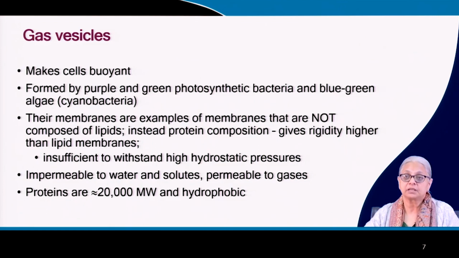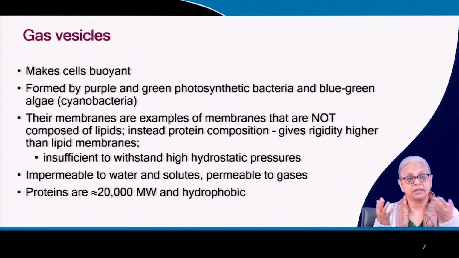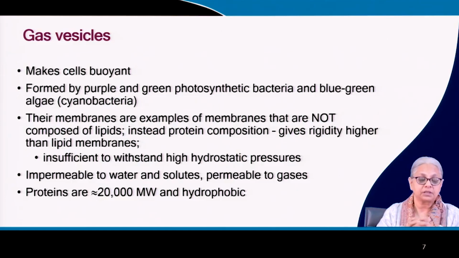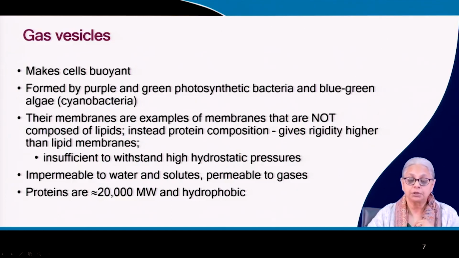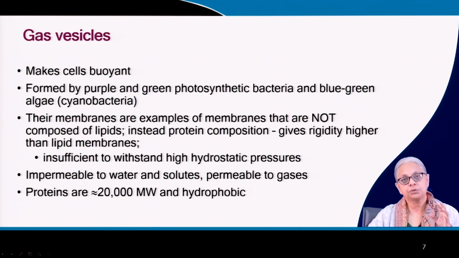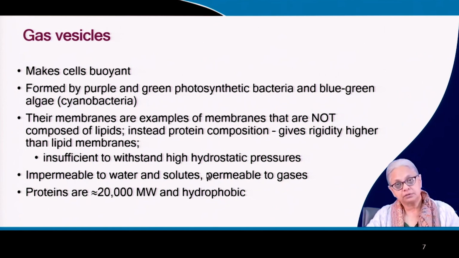Now these gas vesicles are kind of like bubbles inside the bacterial cell, and that helps the bacterial cell or the algal cell to rise to the surface. It gives them buoyancy, and this buoyancy is very important for photosynthetic bacteria and cyanobacteria or blue-green algae. These photosynthetic bacteria need to harvest solar energy, so they can maximize their harvesting of solar energy by remaining at the top of the water column.